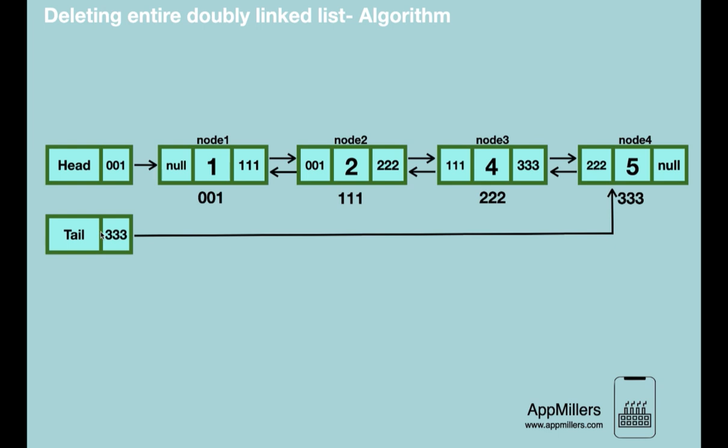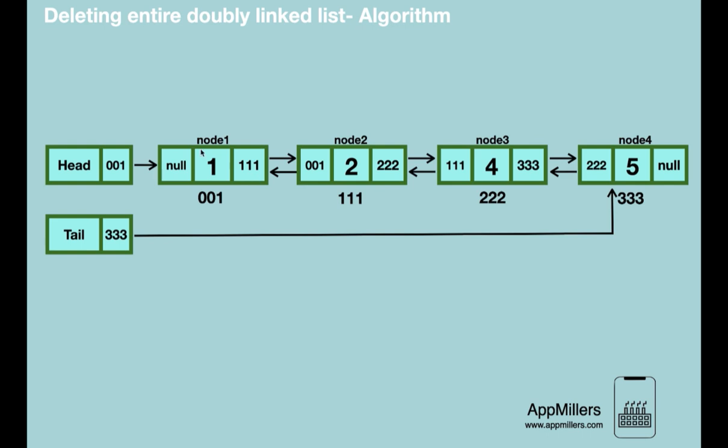But here, in the case of a double linked list, this is not the case. Because even if we set head and tail references to null, node 1 will not be deleted because node 1 is referenced by node 2 and node 2 is referenced by node 3. So there's a link to these nodes. So how can we delete the entire double linked list?